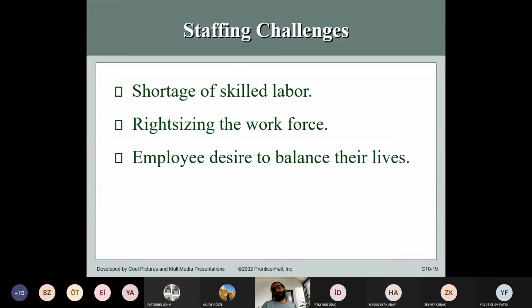And some staffing challenges. What could be a shortage of skilled labor in the environment? We cannot find good laborers, good employees. Right-sizing the workforce: so what is the right number of employees I need, right? If you cannot decide what is the required number of your workers, it could be a problem for you. And sometimes employees want to balance their private lives and job lives.